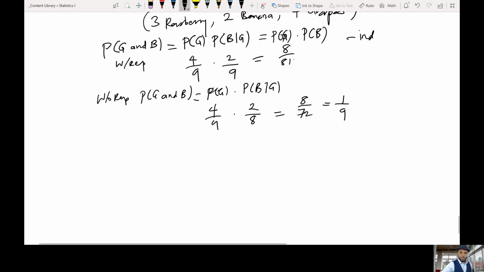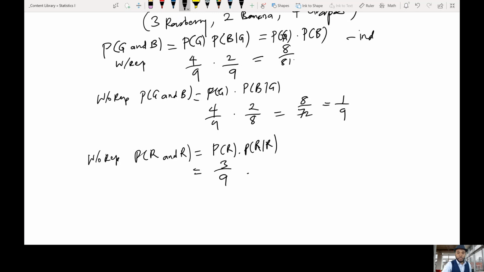Let's look at another example. And you can see this is the multiplication rule in action. Now, without replacement, what's the probability of drawing a raspberry and then drawing another raspberry? That simply also equals the probability of a raspberry times the probability of drawing a raspberry given a raspberry. Okay, how many raspberries do we have? We have 3. So the probability of a raspberry is going to be 3/9.